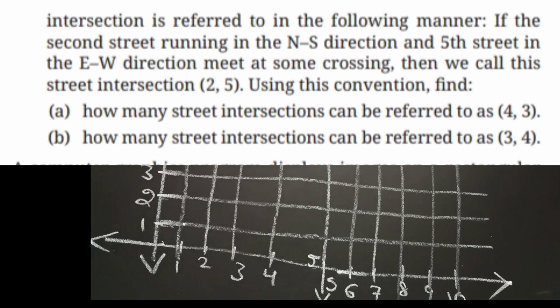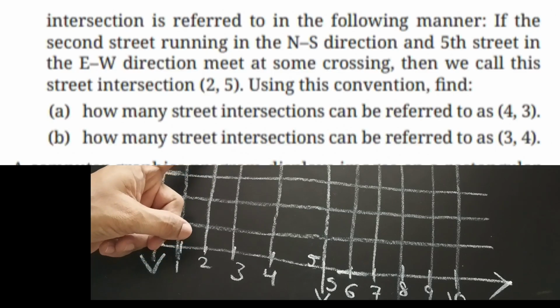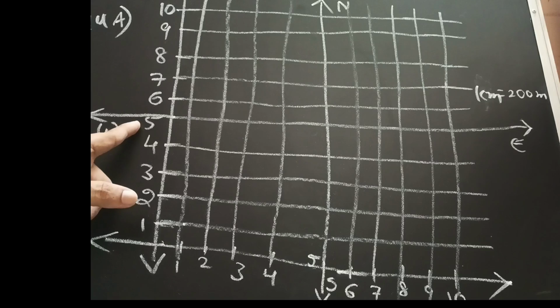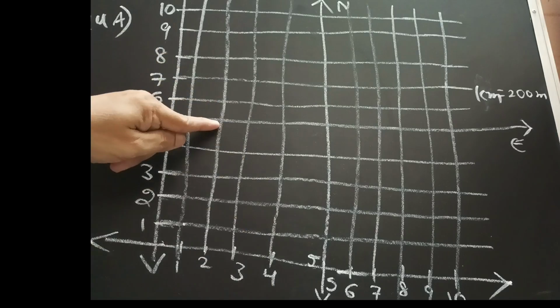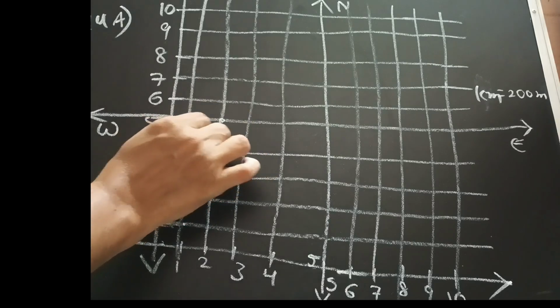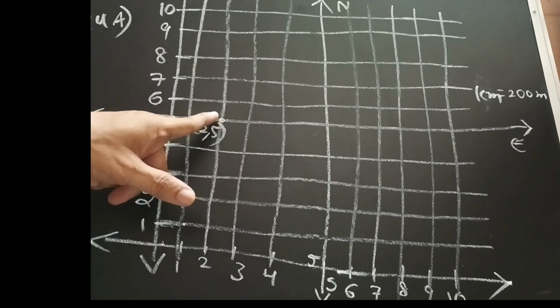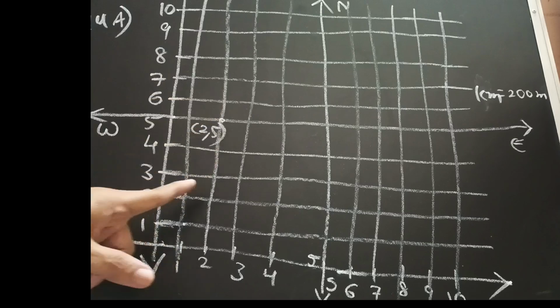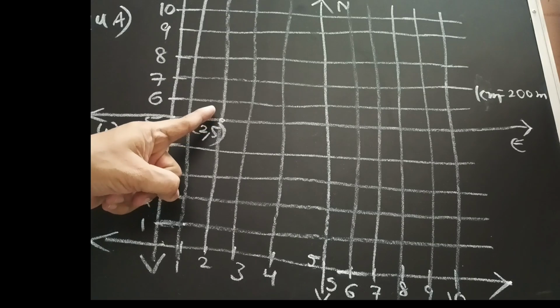One example is given. If the second street running in north-south direction, second street here, this is the second street, north-south direction, and fifth street in east-west direction. Fifth street, this is the fifth street, east-west direction. So where are these two intersecting? Here, these two are intersecting. So here he gave that this is the intersection point of 2, 5. So this is the intersection point of second street in north-south direction and fifth street in east-west direction.